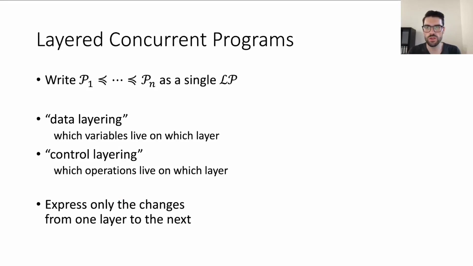Recall that I already mentioned that Civl expresses a chain of programs P1 to Pn as well as their connection as a single layered program. This happens through a syntax for data layering and control layering, basically saying which variables live on which layer and which operations live on which layer, such that overall only the changes from one layer to the next are expressed, and the shared parts between adjacent layers don't have to be repeated.